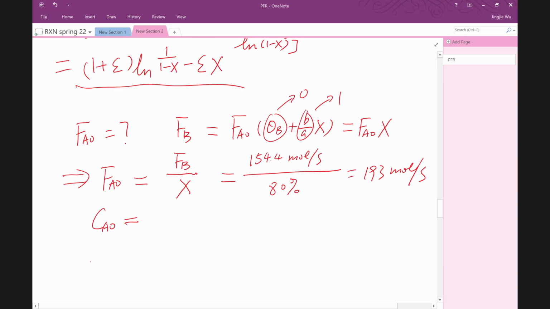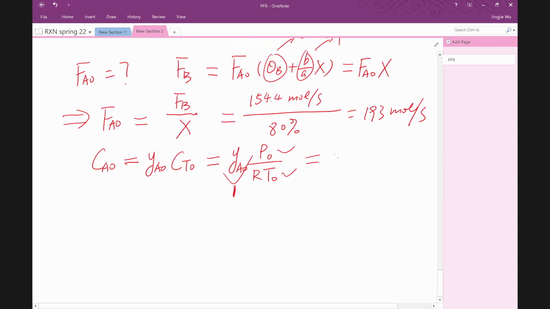So CA0 = YA0 · CT0, where YA0 and P... This is for an ideal gas, right? We know the P, we know the T, and the mole fraction is one. So you can calculate it. And what else do we need to know?